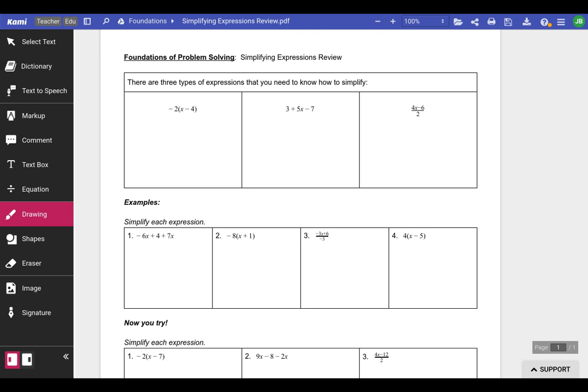Hopefully some of this you remember from class, but I want to make sure you have these skills down really well before we try to do some more complicated problems. So like I said, we're going to review simplifying expressions.